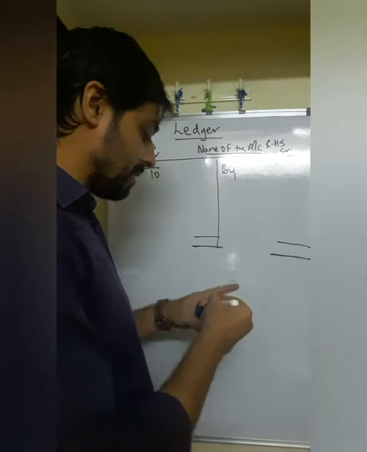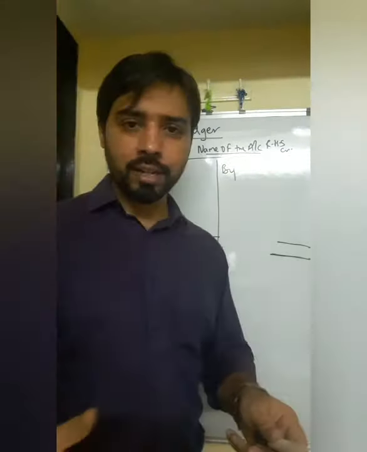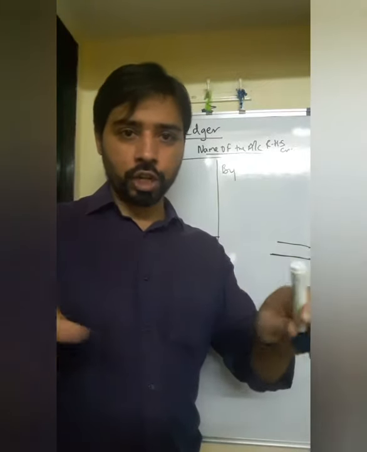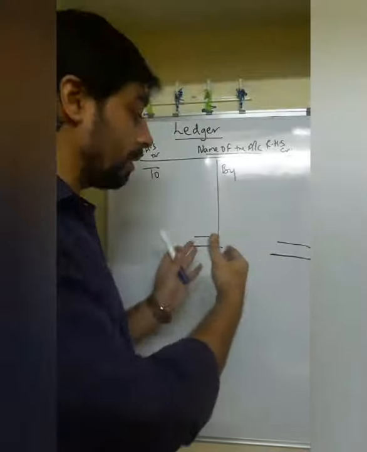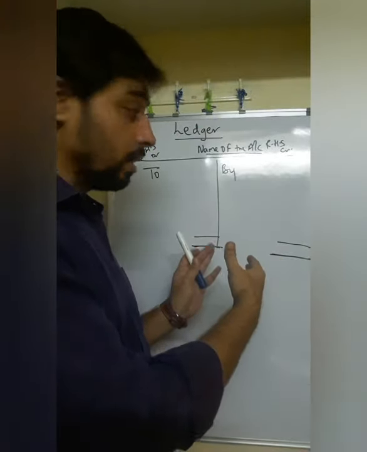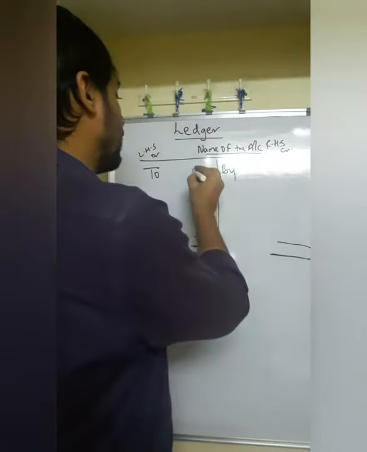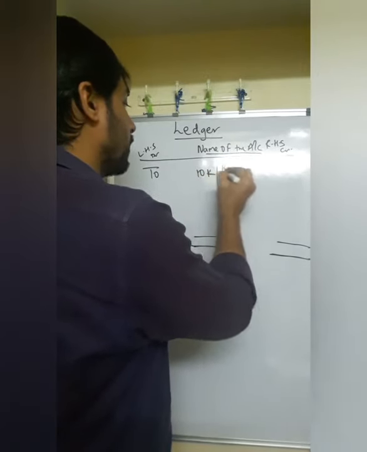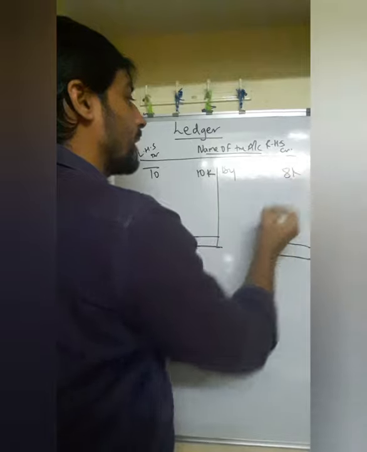And finally, we balance the ledger. Like we always see a vegetable vendor standing with a weighing scale. He always balances it. If it is 5 kilos, it should balance at 5 kilos. Similarly, here we have to balance the ledger. Whichever side is heavy, say for example here there is 10,000 rupees, I am writing a short form, 10k, and here there is 8,000 rupees, that is 8k.